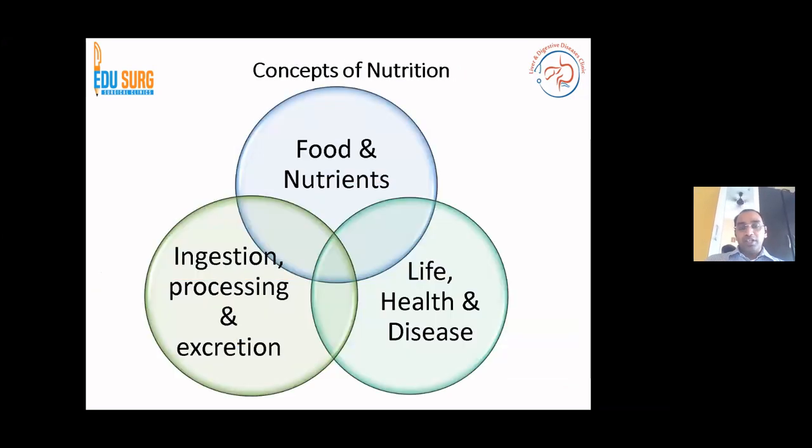So when it comes to nutrition, the important thing is that food and nutrients are only one part of it. The other aspects of nutrition are the mechanisms of ingestion, processing, and excretion of these food and nutrients. And the third aspect is the patient's general lifestyle, his health, and the changes in his physiology during the disease. So all three are interlinked, and that is the sum total of what we call the nutrition of the patient. And it is not just the nutrients that the patient ingests.